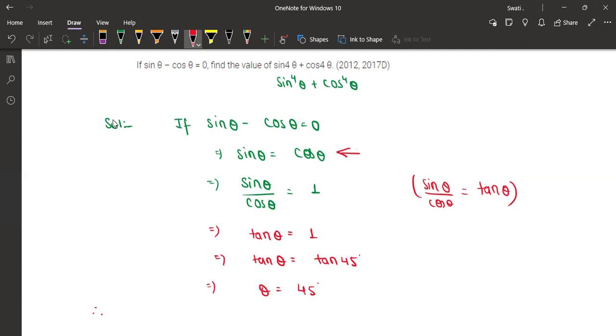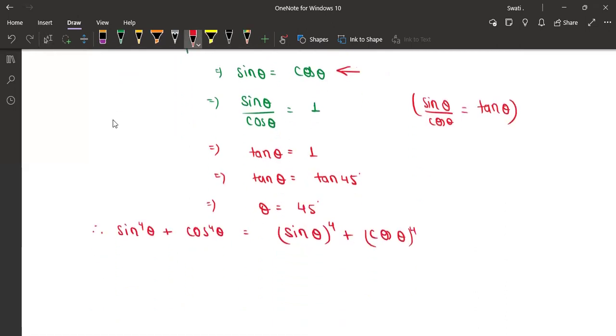But what do we have to find? We have to find out the value of sine raised to 4 theta plus cos raised to 4 theta. So you can also write this as sine theta raised to whole 4 plus cos theta raised to whole 4, right? And you know that the value of theta is 45, so you can write sine 45 raised to 4 and then cos 45 raised to 4.